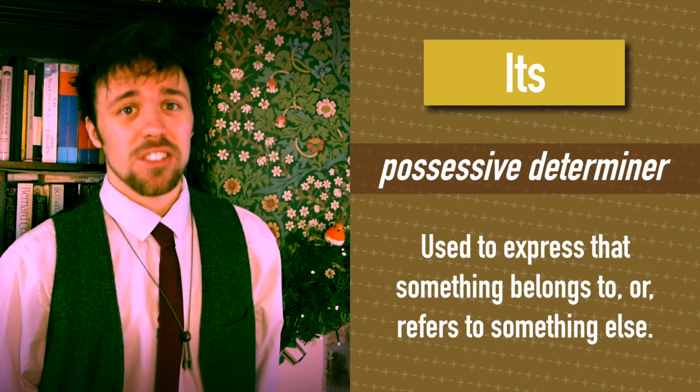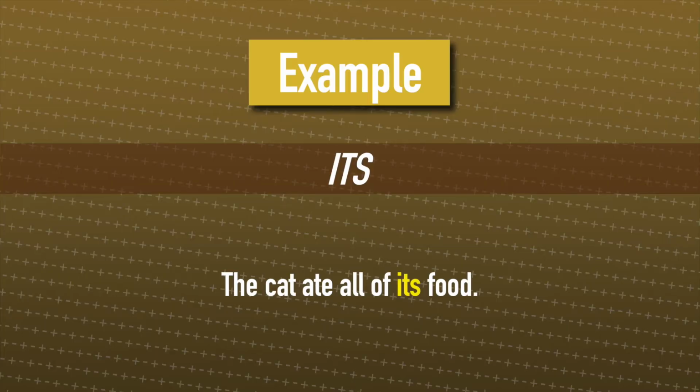On the other hand, our second example is used for possession. For example, in usage you can say, the cat ate all of its food. In this instance, an apostrophe is not required.